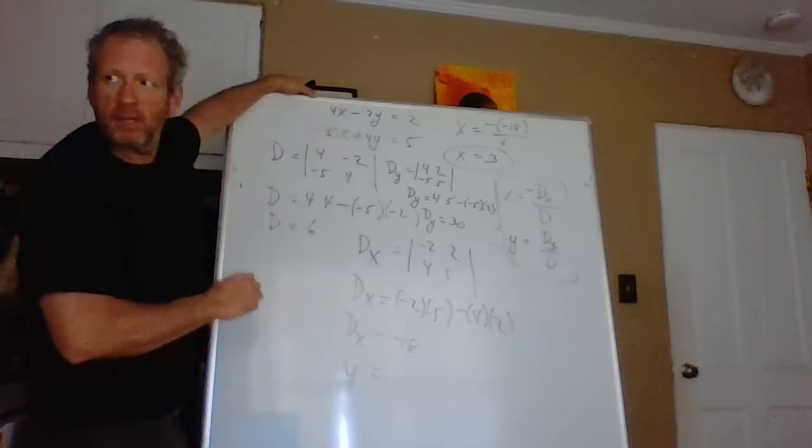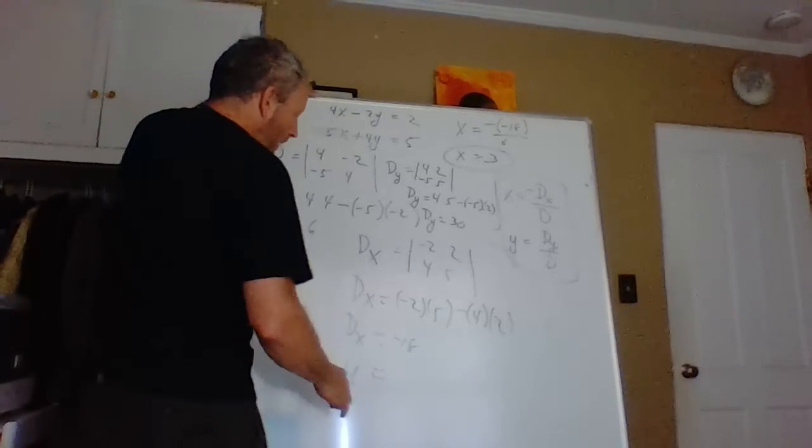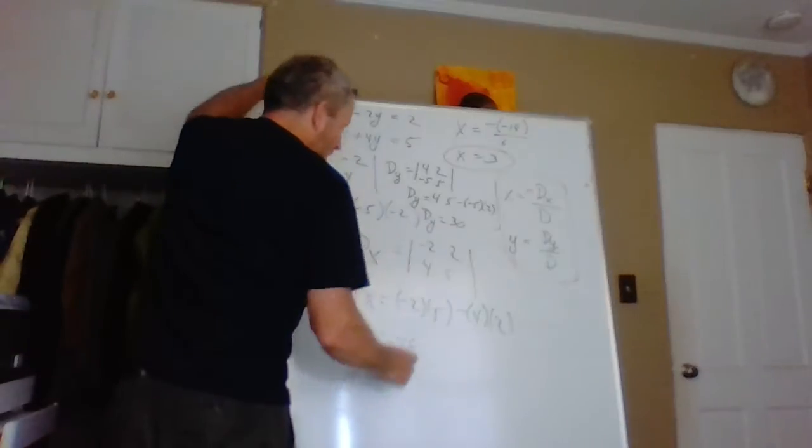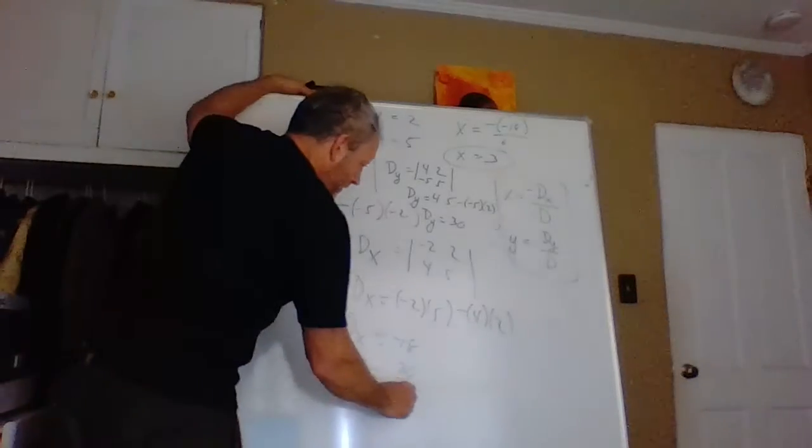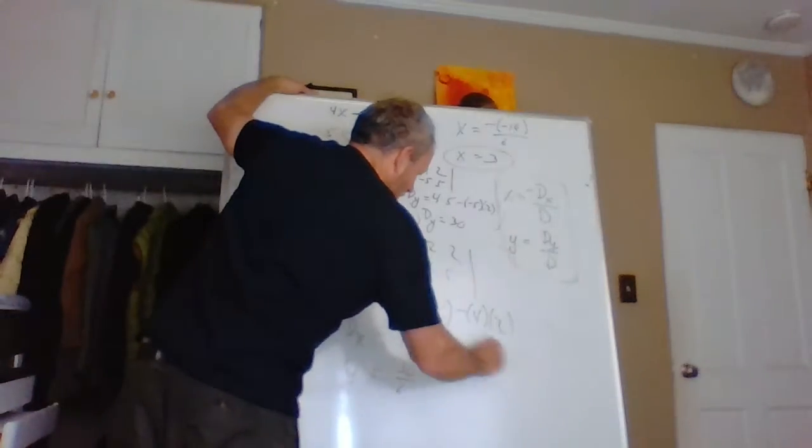So what is y? Is that on screen? Yeah, barely. What is y? According to Cramer's rule, it's D sub y, which we just said is 30, divided by D, which was 6, and y equals 5.